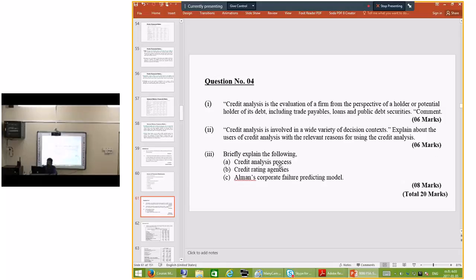Then the importance of credit analysis, or the usefulness, you can explain this way. Then briefly explain the following: the credit analysis process and credit rating agencies. There are a number of credit rating agencies, right? We can show that in the slides.